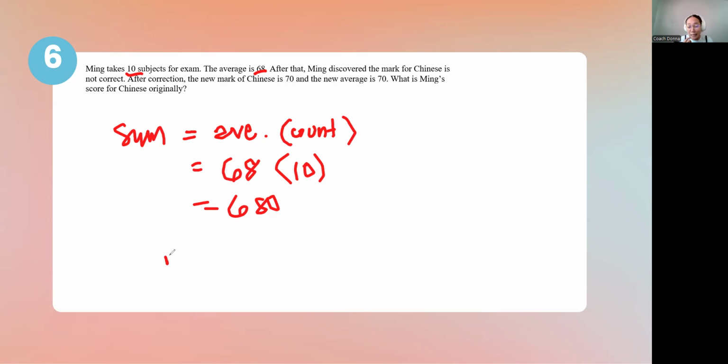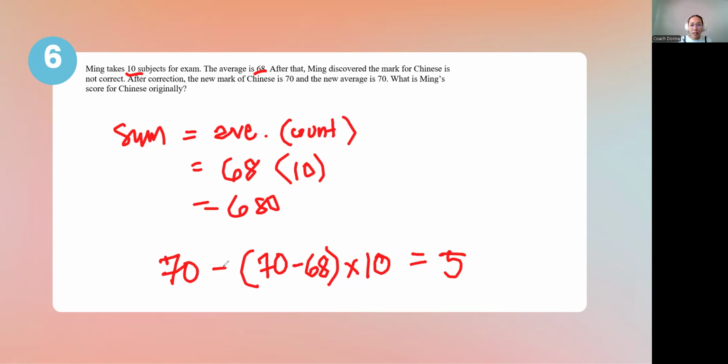From that 680, you need to have 70 minus 68. Multiply it by 10. All right. That's the number of subjects. So this is now the new average. That's equal to, if you check, 70 minus 68, that's 2. 2 times 10, 20. 70 minus 20, you'll get an answer of 50. This is now our answer, 50.